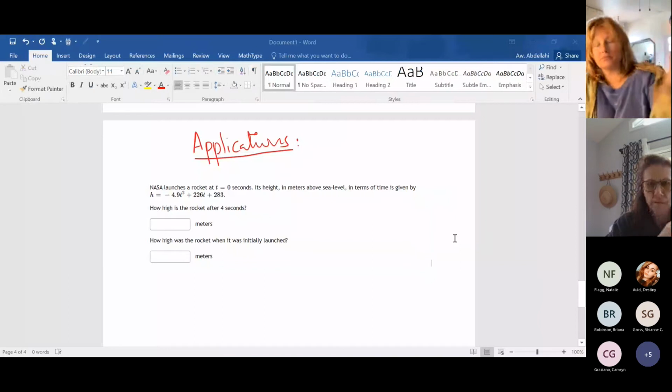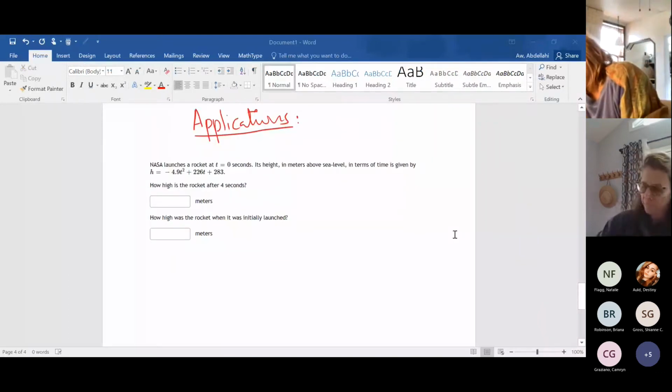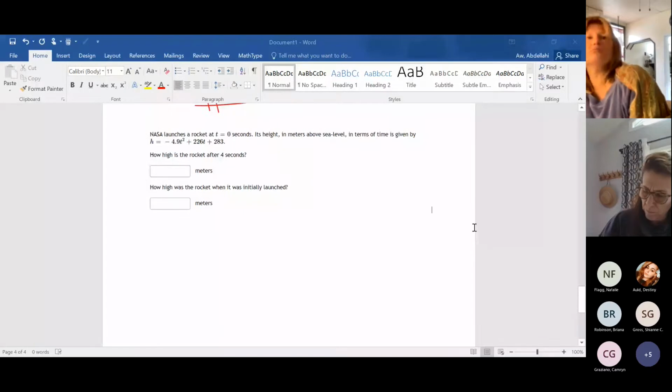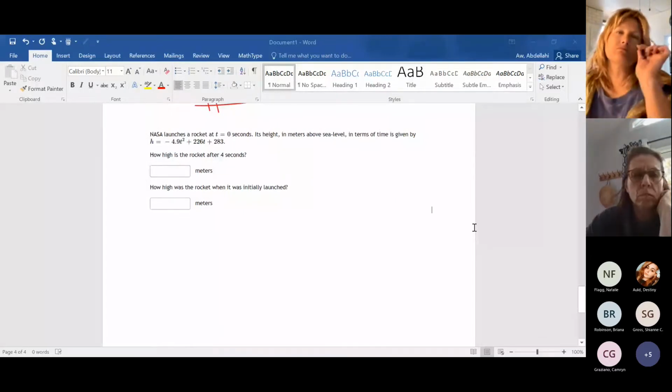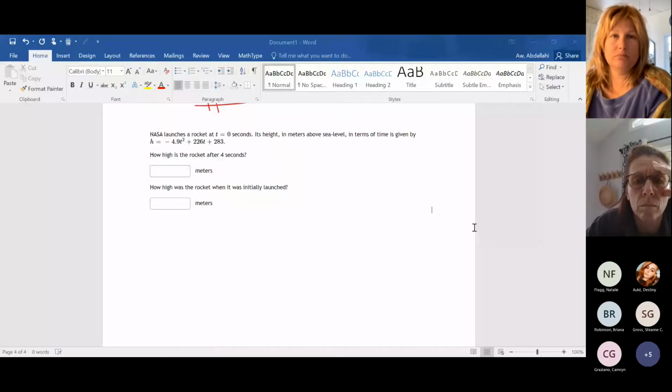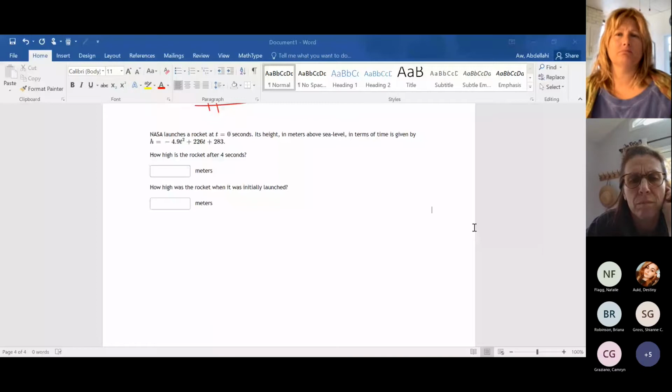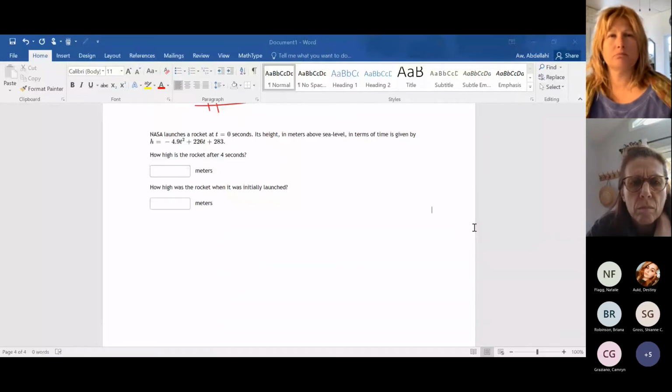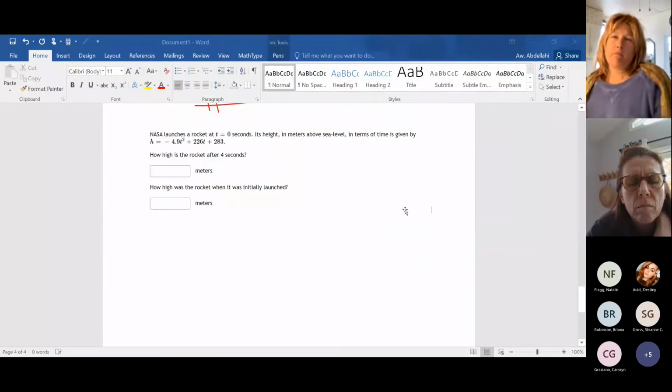Okay, everybody see that? NASA launches a rocket at t = 0, right? Its height in meters above the sea level in terms of the time is given by h. Do you remember something like that when we did test number 1? Not the work problem. This is like in test number 2. But something like that in test number 1, we said something goes up and then comes down, right?